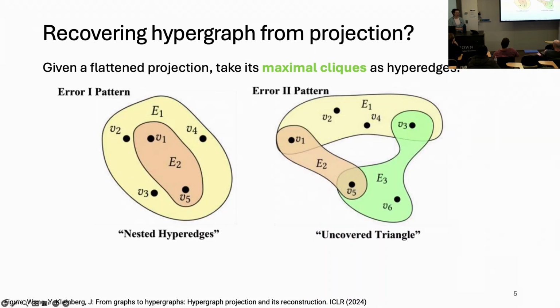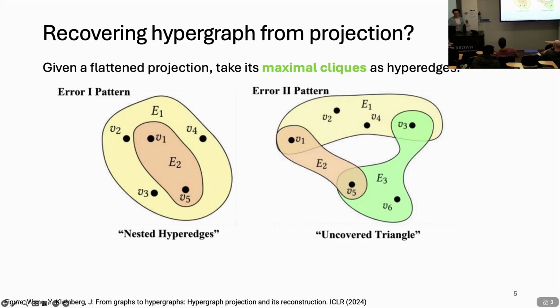But there are 2 types of error that you see here. If you have the flattened projection, there's error 1, which is all from a paper by Wang and Kleinberg from 24. They called it nested hyperedges. If there's a hyperedge which is a subset of another, you're not going to see it at all in the projection. So there's no way to know that it's there.